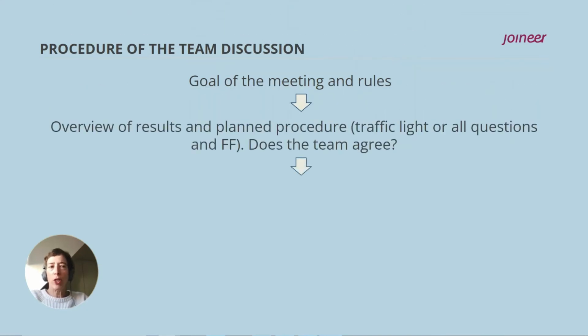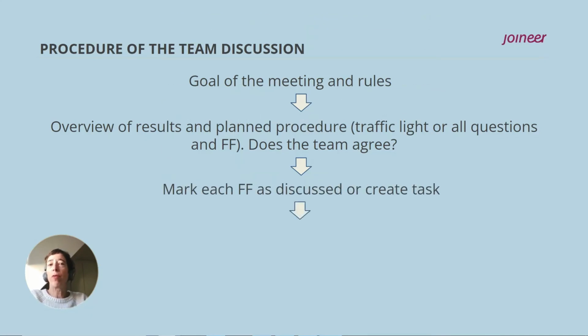Click through all questions in the tool or in the discussion mode so that the team can see what the rating per question is and thus get an overview. Indicate how you want to proceed, whether to discuss all questions and feed forwards or use the traffic light system, and get the team's agreement for this. This is important. After all, the whole thing is a team matter.